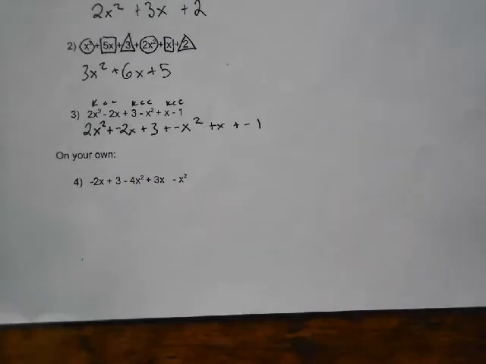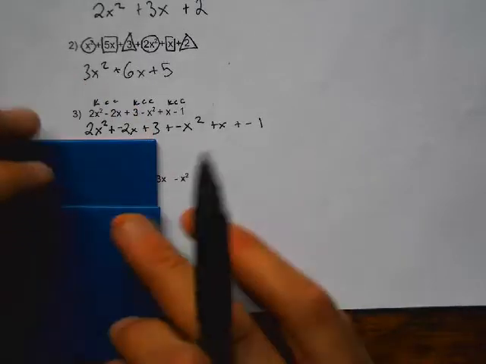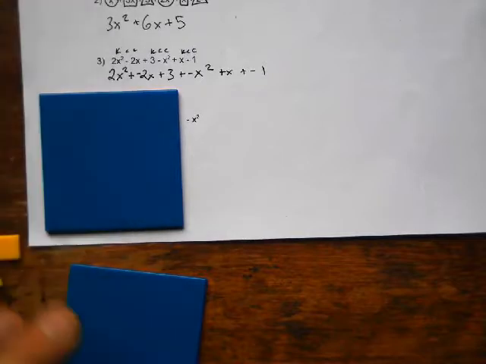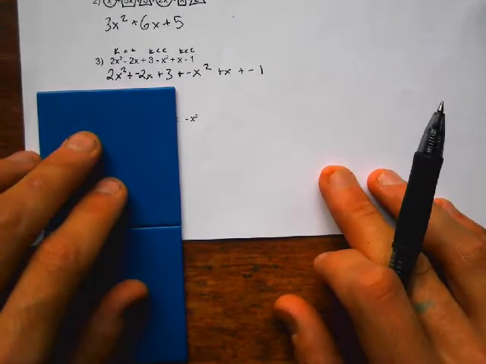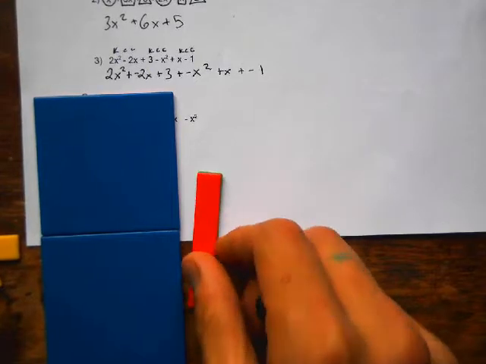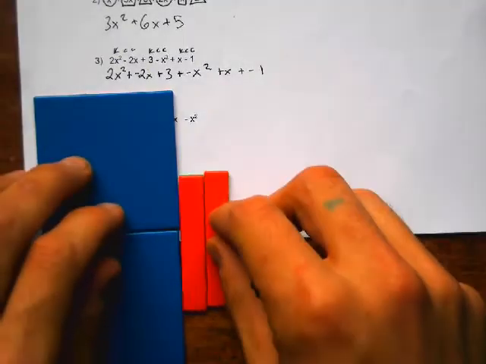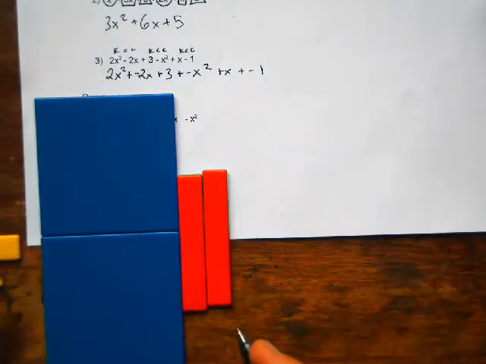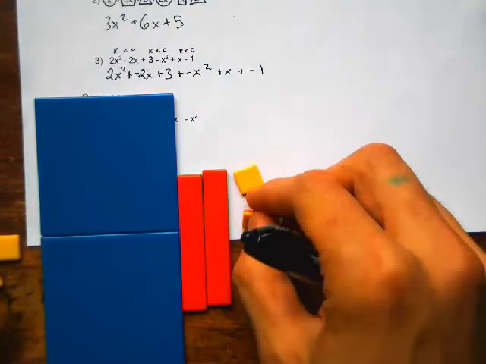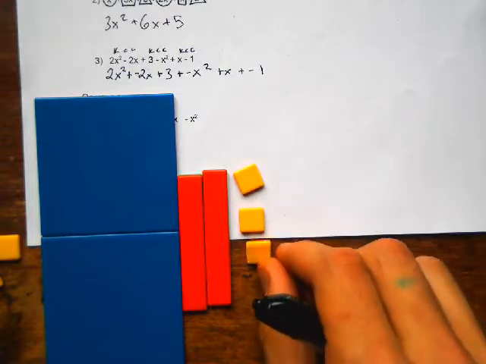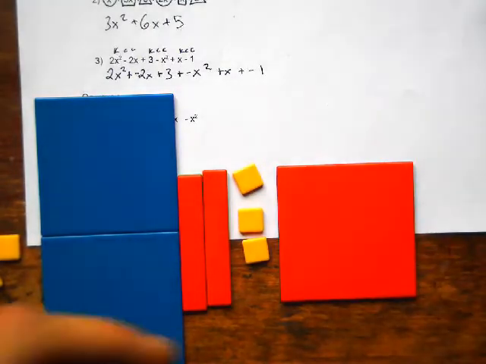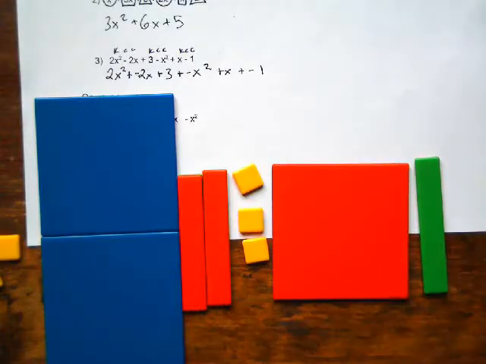Okay. 2x squared. So that's 2x squared. Let's see if I can zoom that out a little bit. So here's 2x squared plus negative 2x. Okay, so I've got 2 x's, but they're on the negative, so it's negative 2x, plus 3, 1, 2, and 3, plus negative x squared, plus x, plus negative 1.